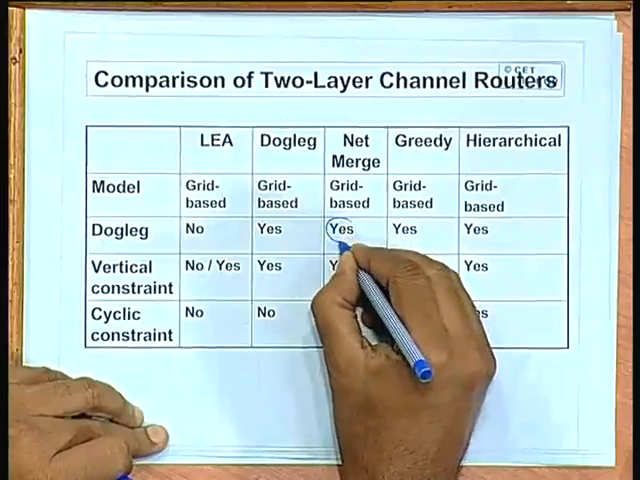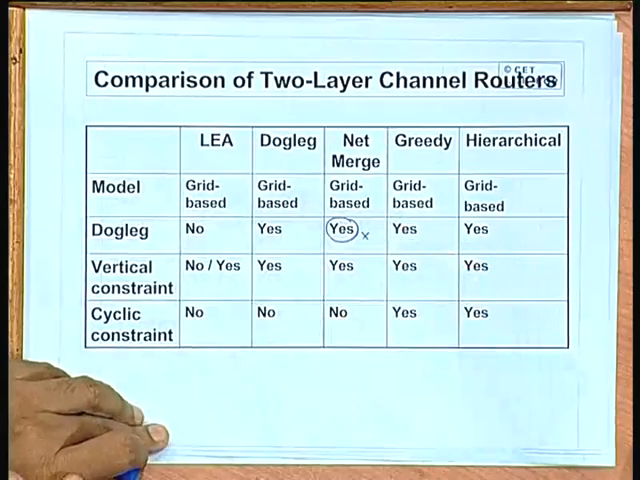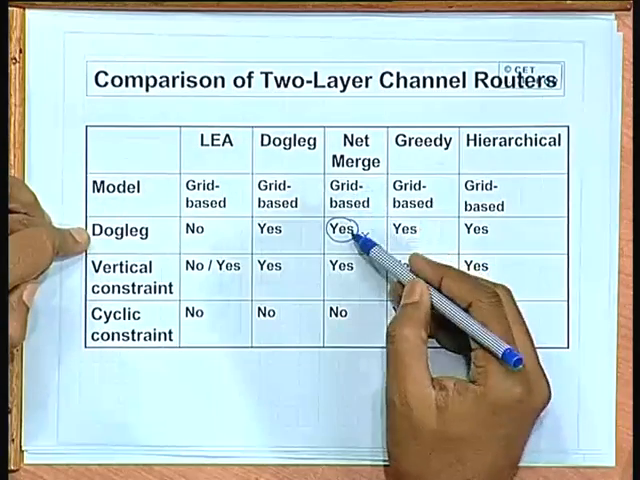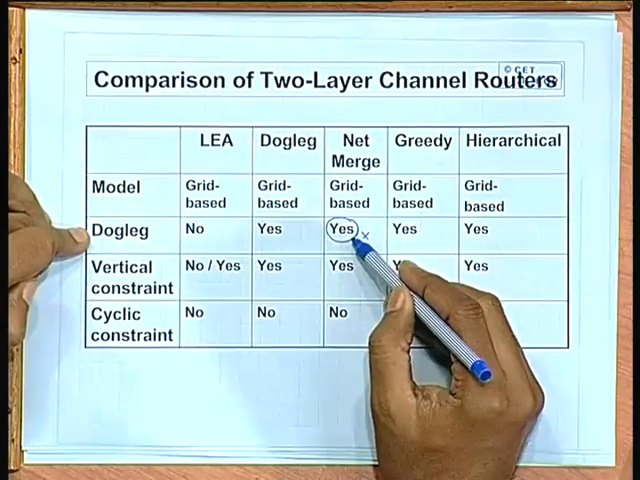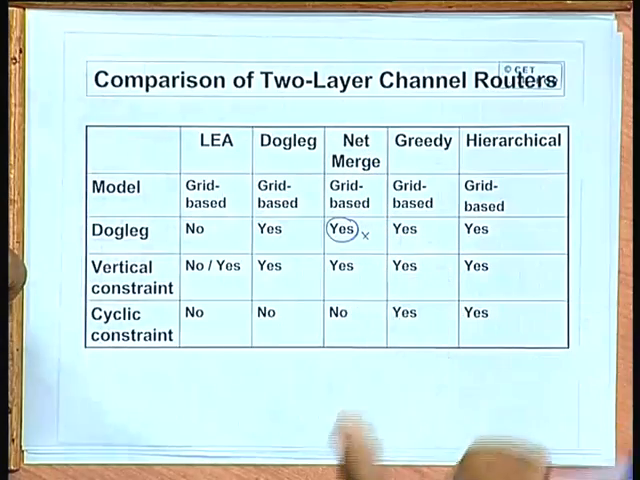So, all the models we have seen so far, they are grid based. Doglegs: the LEA does not use doglegs, but the other methods may have doglegs. Of course, the net merge in the version which we have looked at does not have doglegs, but you can extend it. There is an extension which we have not looked at, there you can have doglegs, because in the net merge we are assigning a full net to our track.